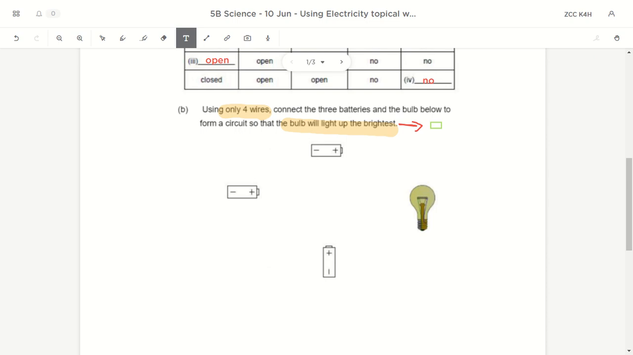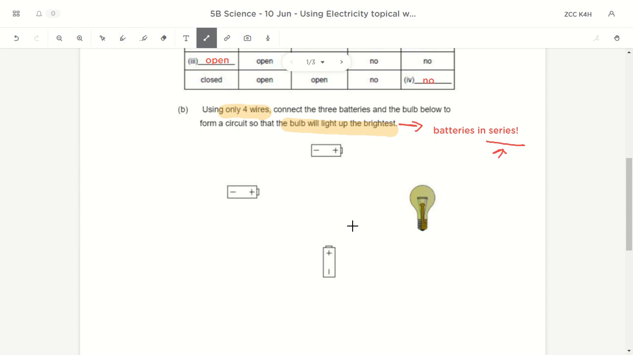Okay, actually in your syllabus you only learn that you can only arrange batteries in series. So the main thing is to arrange them in series, the batteries, because there's only one bulb. You can't arrange the bulb in series or parallel. So what you need to do is to arrange them in series.